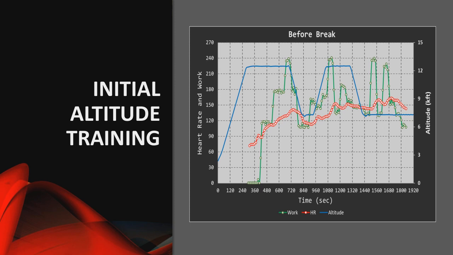Anyway, towards the end of the altitude exposure, you can see at 12,000 feet, he's working at 240 watts on a cycle ergometer. That's a pretty fair amount of work. And again, it bounces around, up and down, and elicits the heart rate response demonstrated.